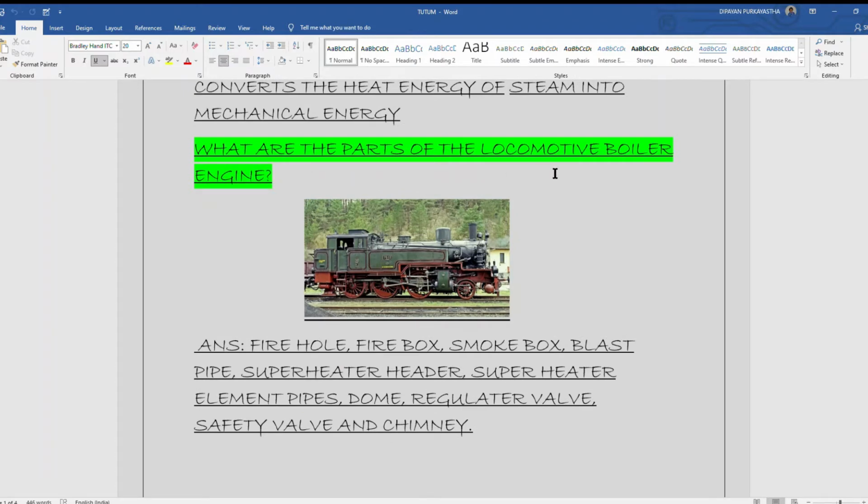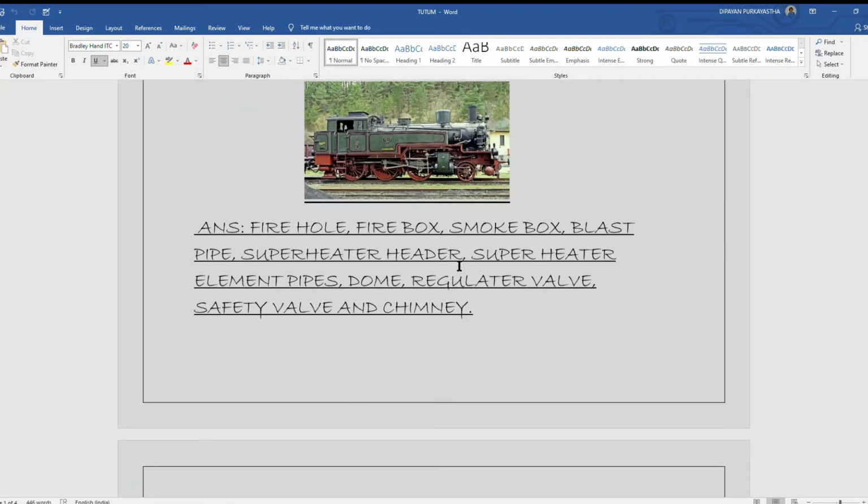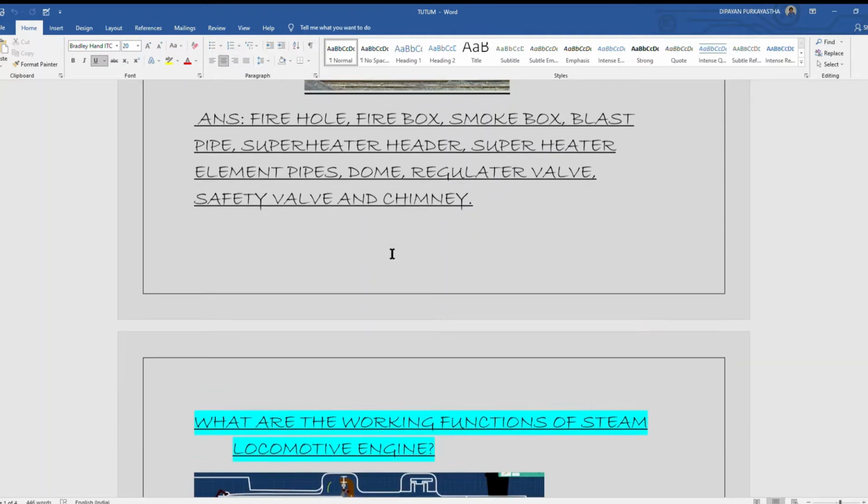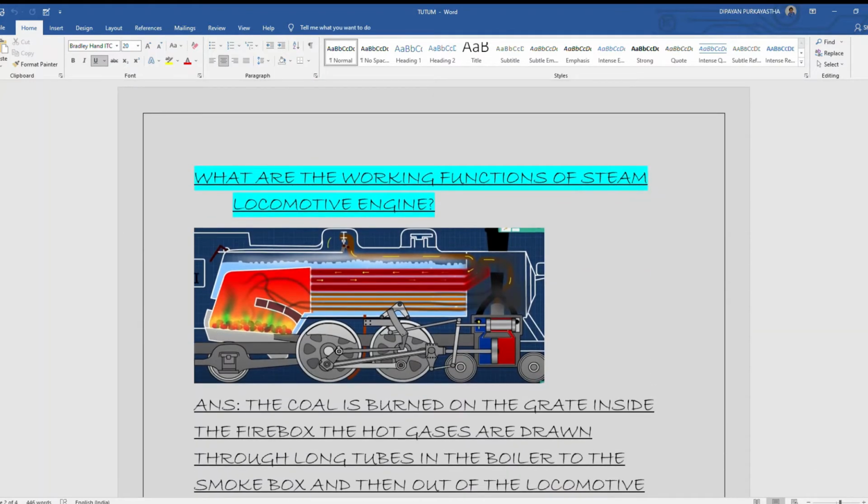What are the parts of the locomotive boiler engine? So this is a picture of the train. The parts are also shown here. So the answer to the question is fire hole, firebox, blast pipe, superheater element pipes, dome, regulator valve, safety valve and chimney. So these are the parts of the trains. The parts are also shown here in the picture. Moving on to the next question.